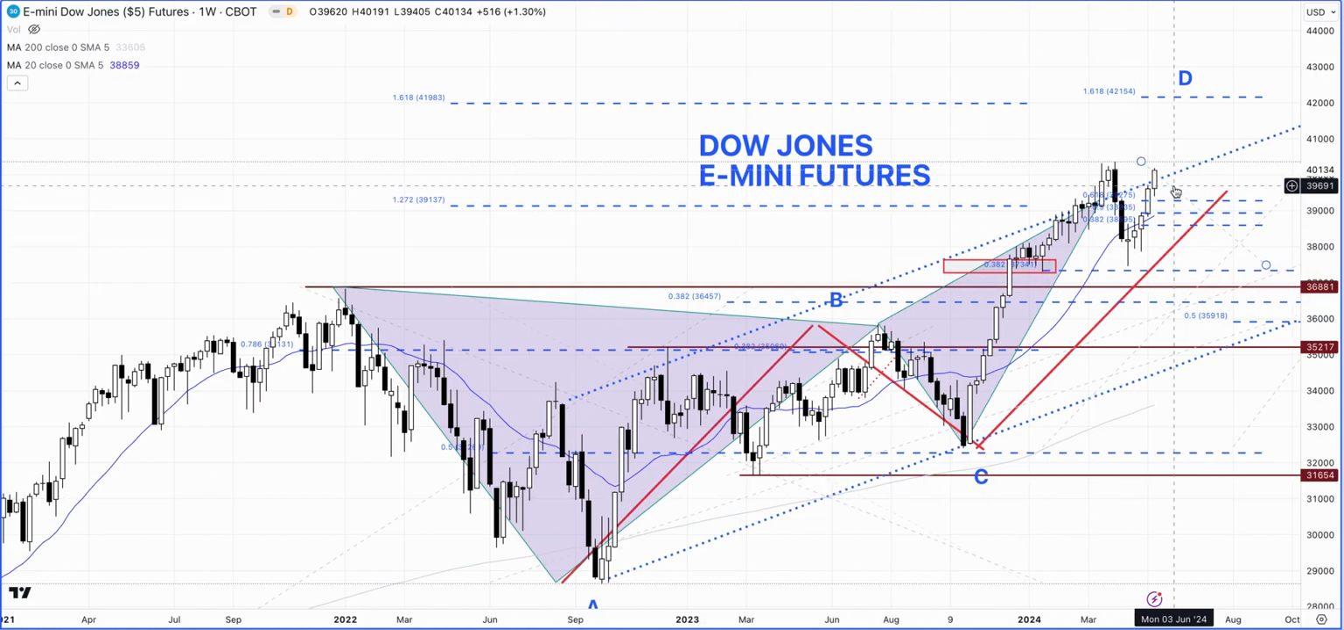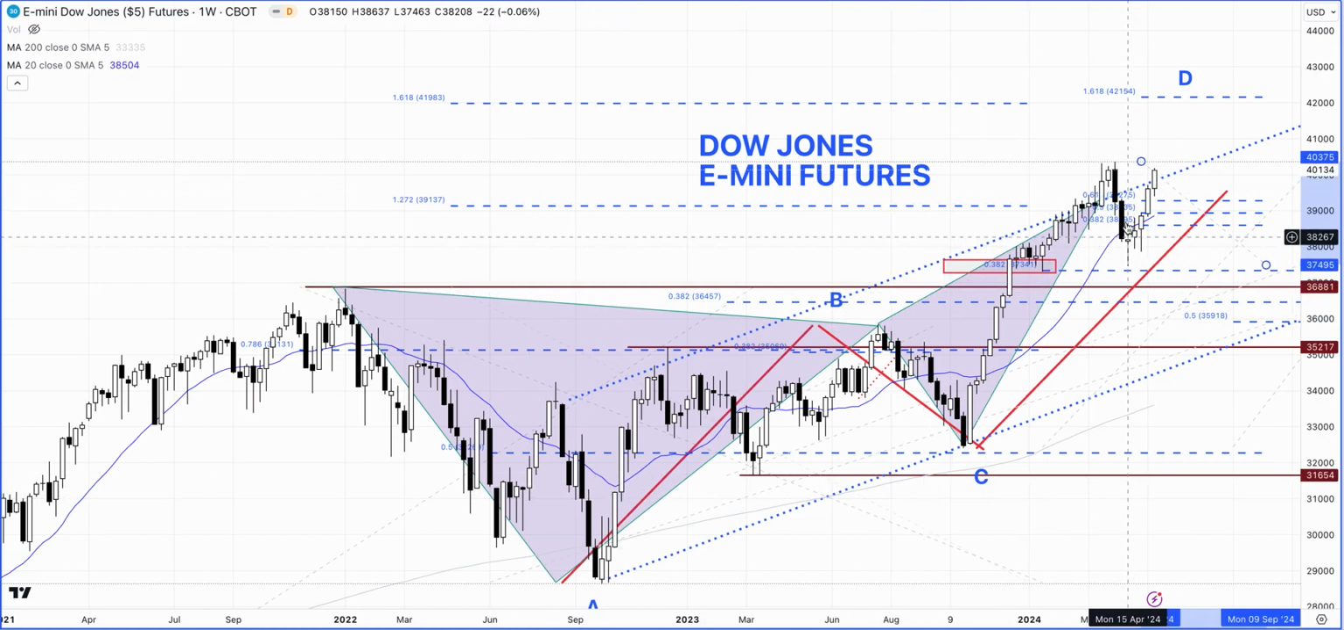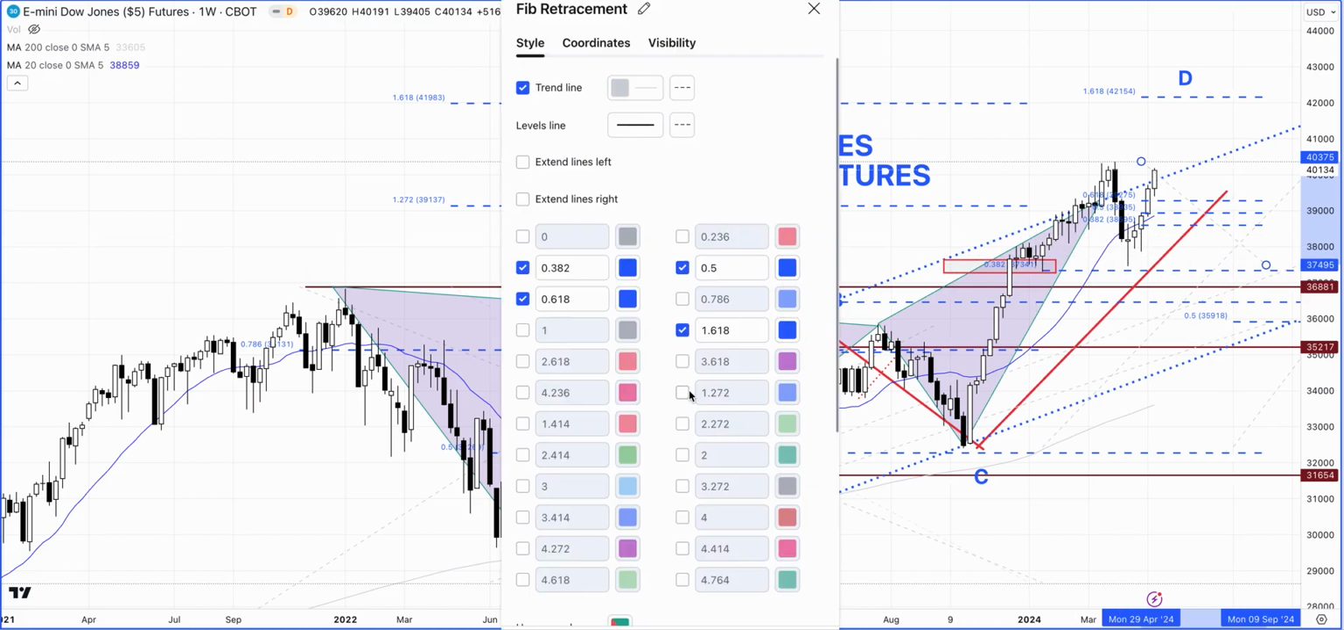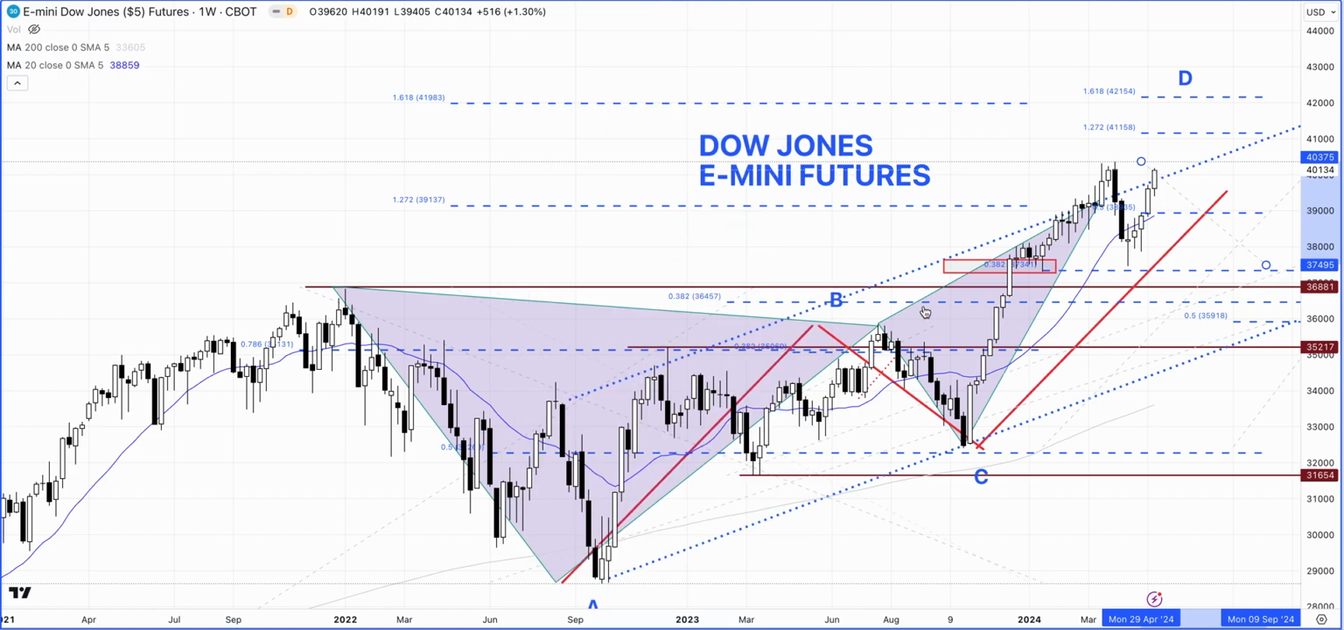And then we have the smaller one, which is of this one. And let me actually also bring 1.272, because that's a shorter term target. So 41,158 to 42,154, but really this 42,000 is kind of a magnet. So we'll see how the market will get there.